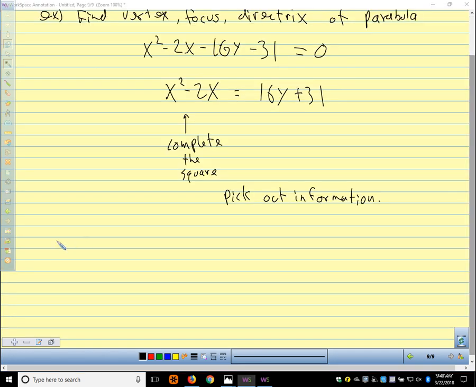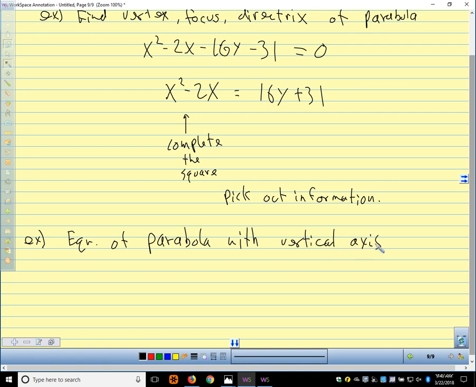All right, another one. We'll set this one up. We won't go all the way through the process. What if we want the standard form? So we want the equation of a parabola with a vertical axis, the vertex at 0, 0, and goes through -3, -3.